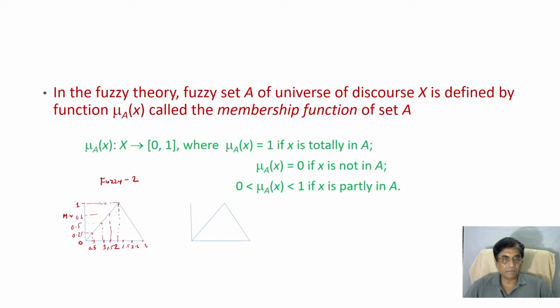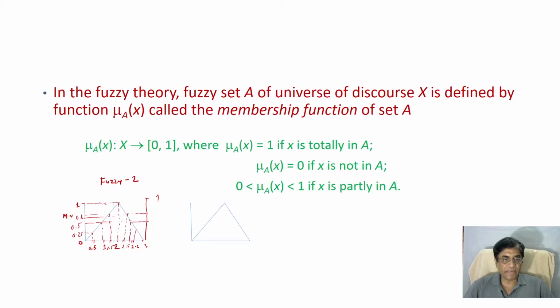So 2.5 may have some membership value. So 2.6 may have some membership value. Rather, I should also make a 1 here and try to project it here so that it will not be clumsy. So you understand.